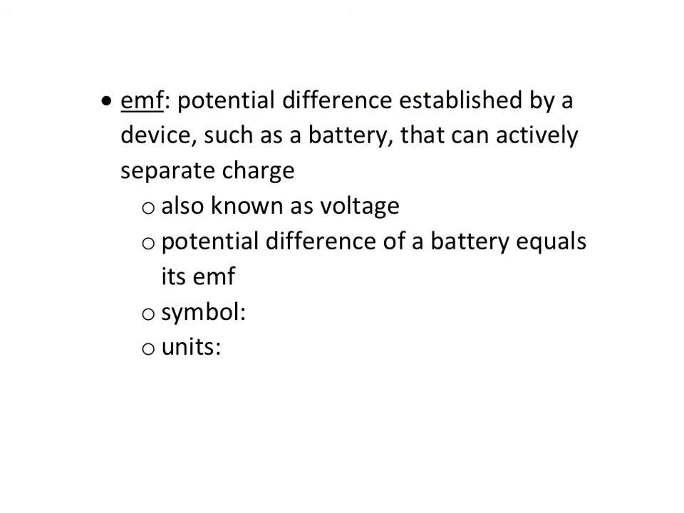Now EMF. You're also going to see this called potential difference, so you might see the words potential difference or voltage. I will probably use voltage more often than not. EMF is the potential difference established by a device, such as a battery, that can actively separate charge. Think of the EMF as what gives a circuit the power it needs to be able to have charges moving. In other words, something's not going to work without a battery or some kind of power source. So you'll hear me use the word voltage a lot more. It's the same thing as potential difference or EMF.